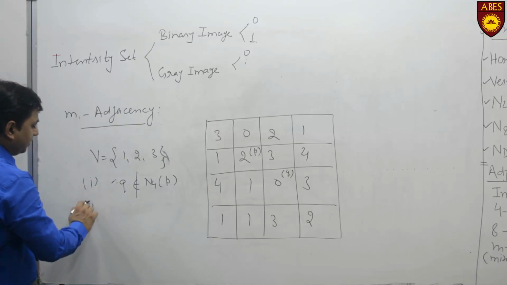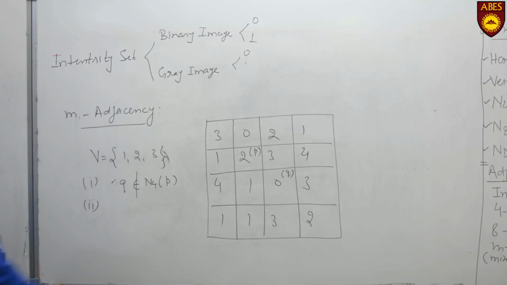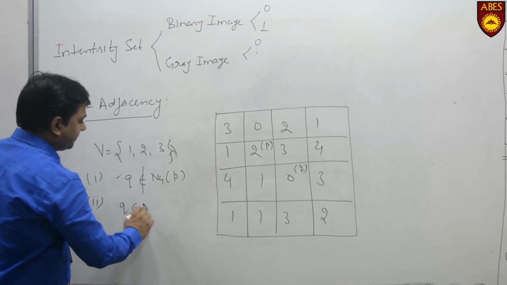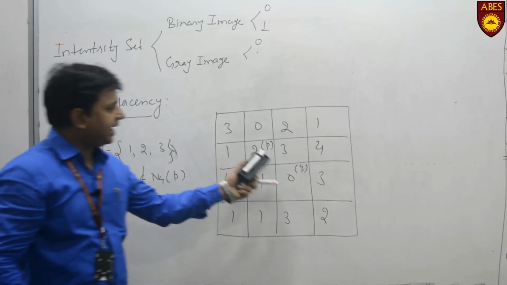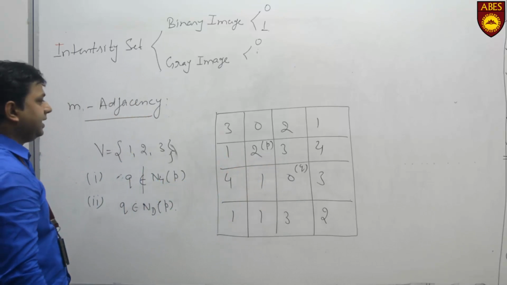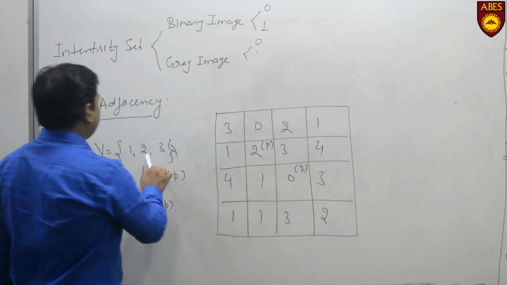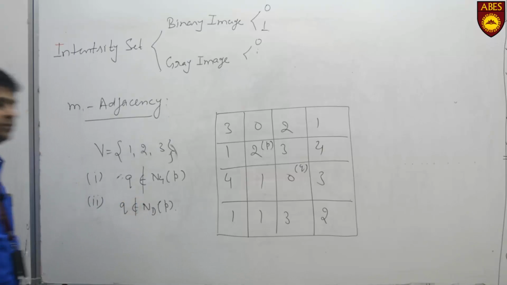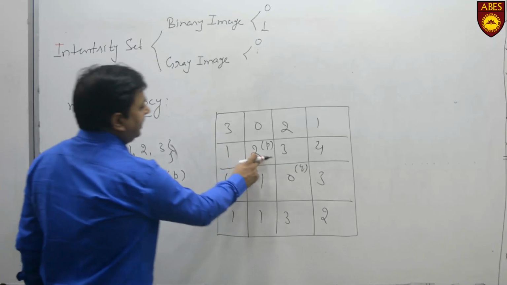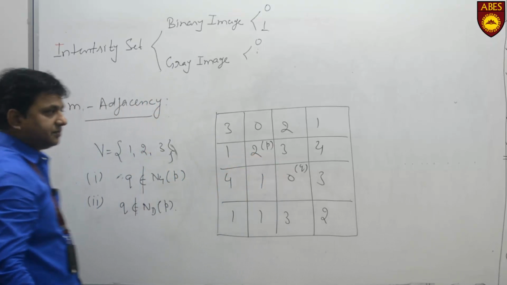So I will go for the second condition, whether the Q belongs to NDP. Yes, Q belongs to NDP. Second condition with the NDP is whether the Q belongs to also given set V. No. So this condition also false. It implies that pixel P and Q are not M adjacent.